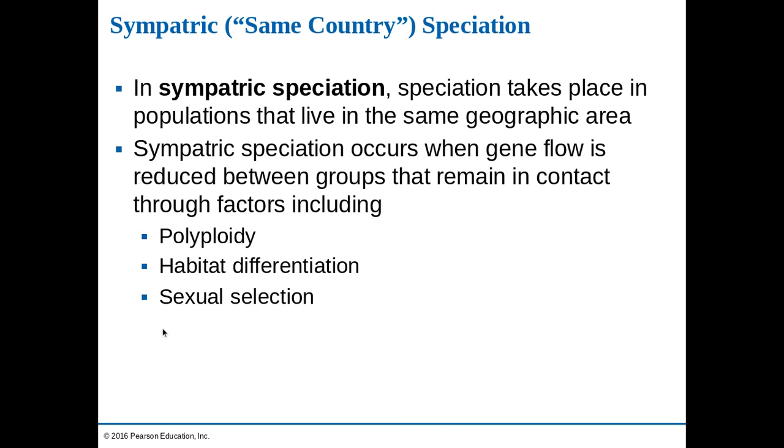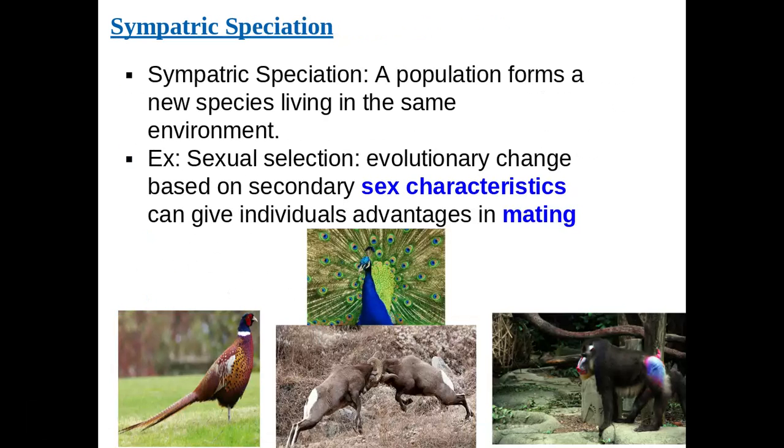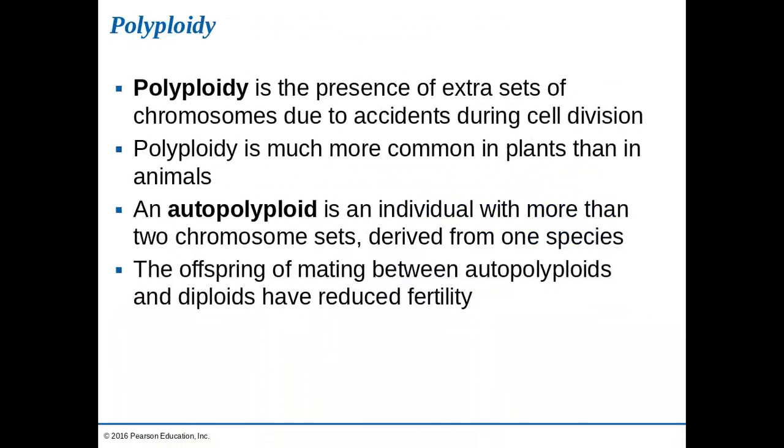So, there's a few different things that can cause this. One is polyploidy, one is habitat differentiation, and one is sexual selection. So this is basically where we get a new population from a new species, even though they live in the same environment as the parent population. So polyploidy is the first way this can happen.